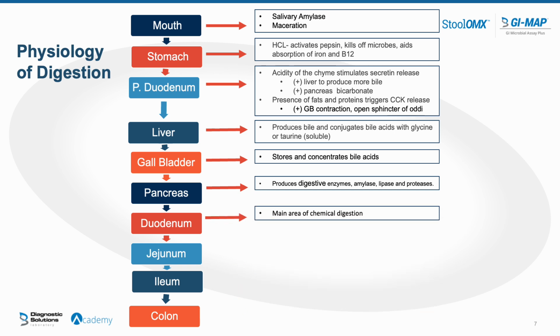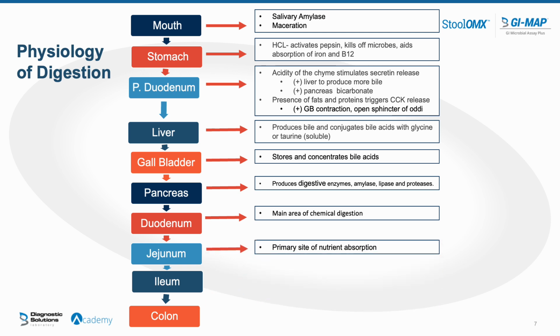The duodenum, or start of the small intestine, is the main area of chemical digestion. This is where the chyme from the stomach and the enzymes from the pancreas and the bile from the liver and gallbladder all interface and start to break down our macronutrients.